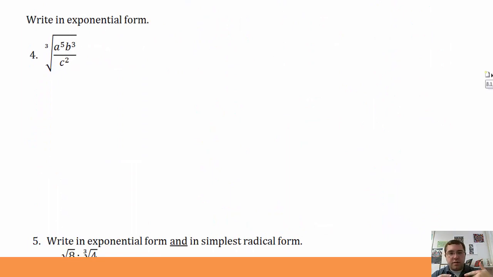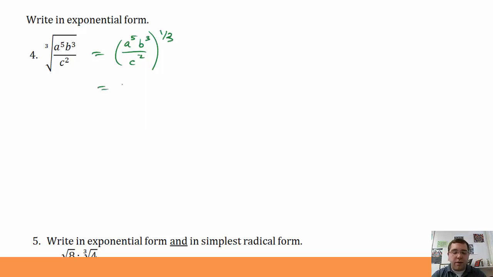Let's go backwards. Let's write this in exponential form. The cube root of a to the 5th, b to the 3rd over c squared. Okay, that means a cube root, we know, is the 1/3 power. So I'll take everything that's inside of the cube root, a to the 5th, b to the 3rd, over c squared. I'll raise the whole thing to the 1/3 power. That's what it means to take the cube root, is to take the 1/3 power.